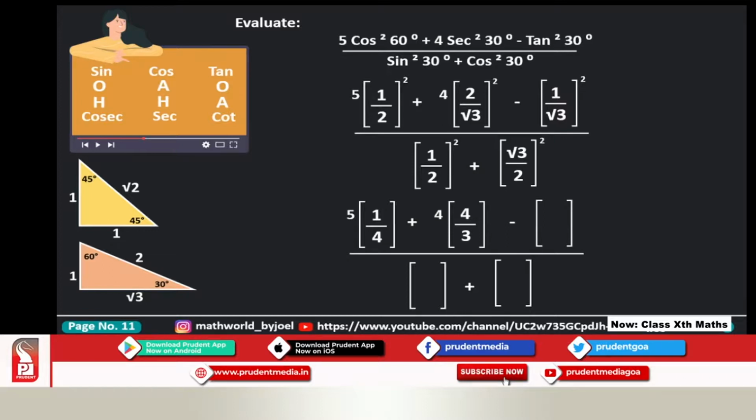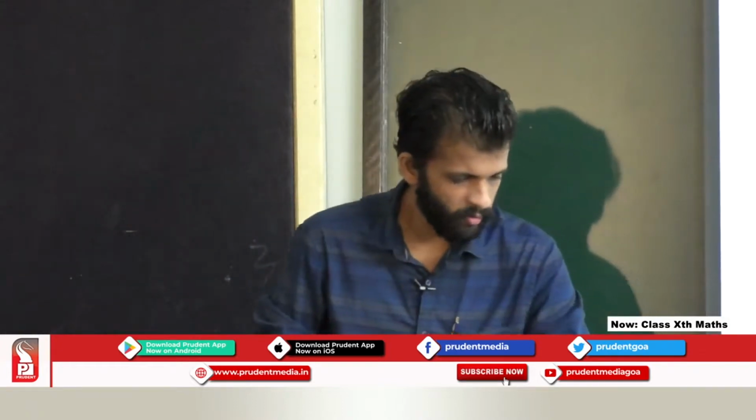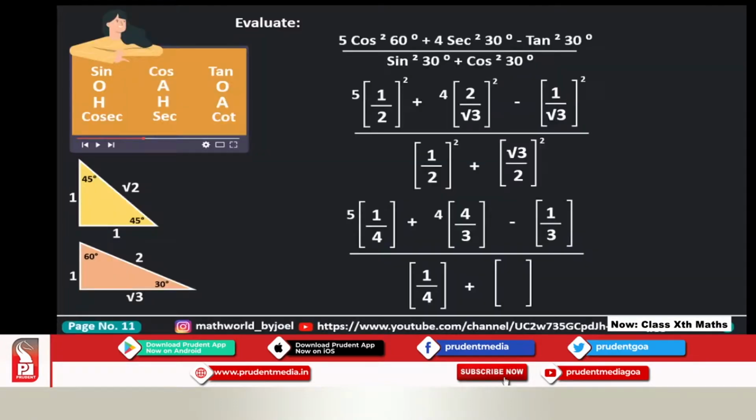Next, 1 upon root 3 will become, can you guess? 1 upon 3, correct. And next is 1 upon 2, so it will become 1 upon 4, and root 3 upon 2 will become 3 upon 4.